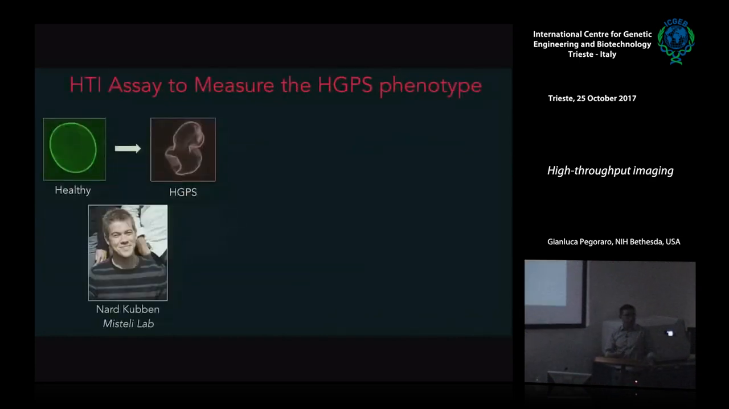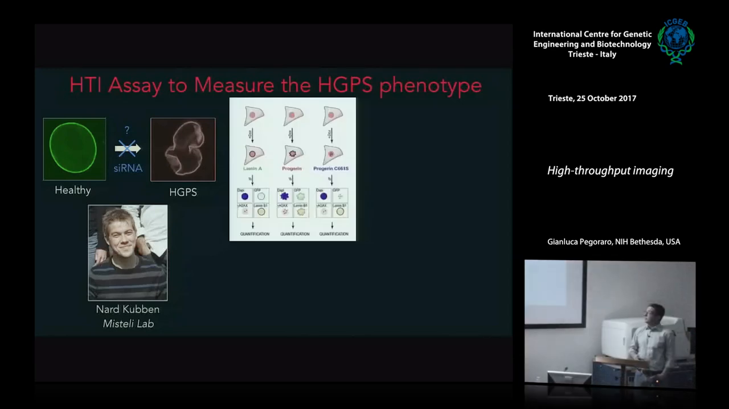So while the markers have been known for quite some time, the actual molecular mechanisms that lead from the production of progerin to the downstream effects are not very well understood. And in particular, not many treatments or experimental manipulations are known that can actually stop the progression from a healthy state to an HGPS state. And so Nard Rubin, a postdoctoral fellow in the Misteli lab, decided to set up an assay to be used to test libraries of siRNAs to identify potential suppressors of this phenotype.